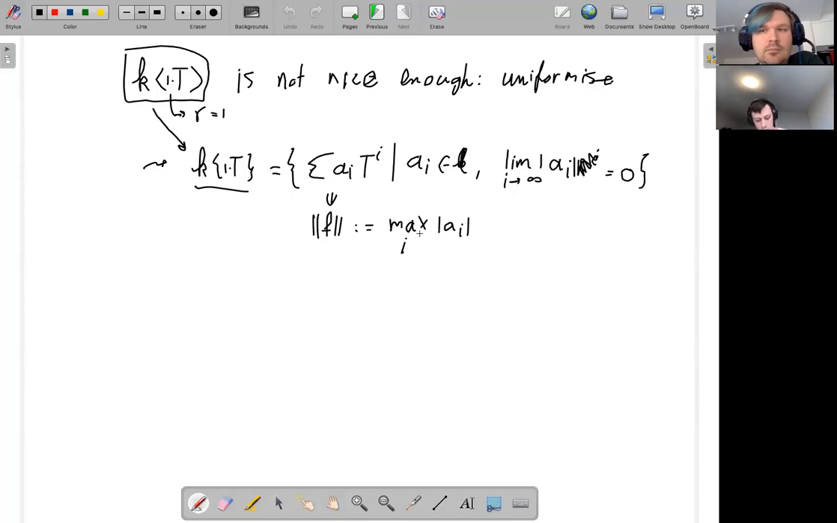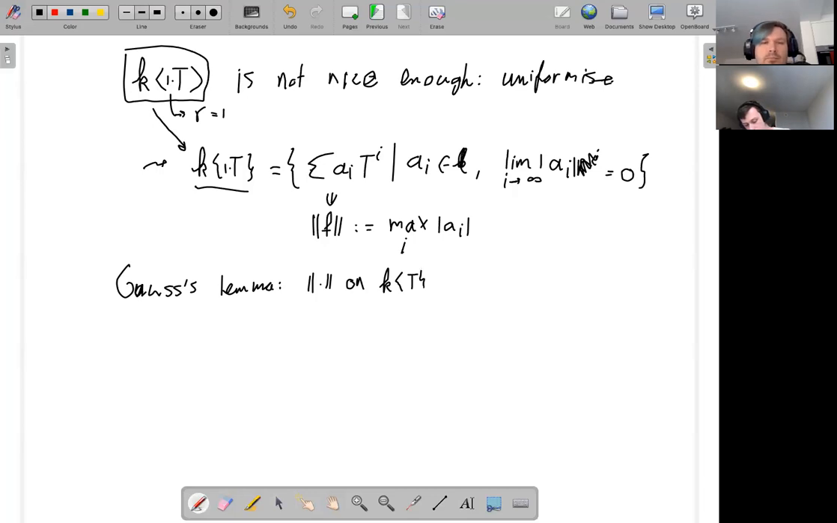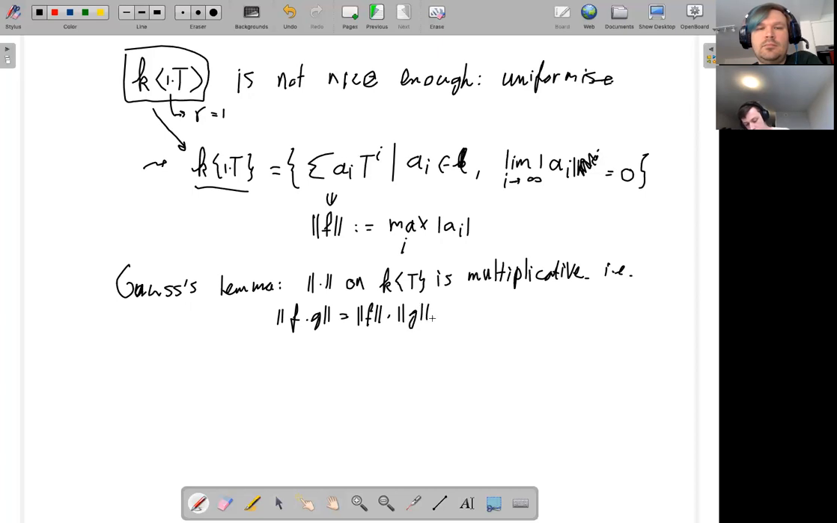Okay, so the important thing then is Gauss's lemma, that this norm is multiplicative, i.e. the norm of f times g is equal to the norm of f times the norm of g. Usually in the definition of a Banach algebra, you only have the inequality, but now you also have this.